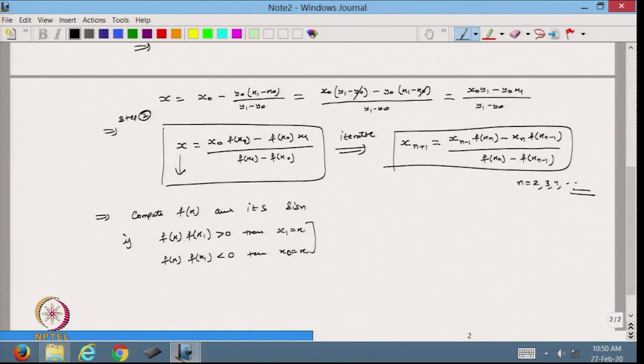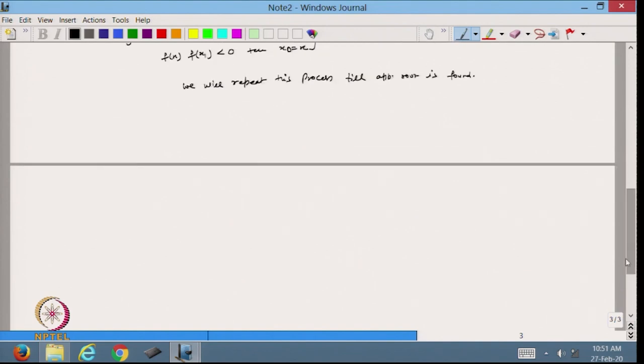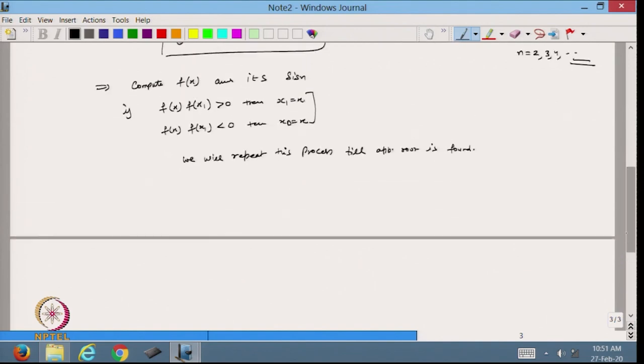Once I do this, we will repeat this process till the approximate root is found. In this case, that is called the Regula-Falsi method. Another method is based on the same way, but that is another method, and that is called the Secant method.